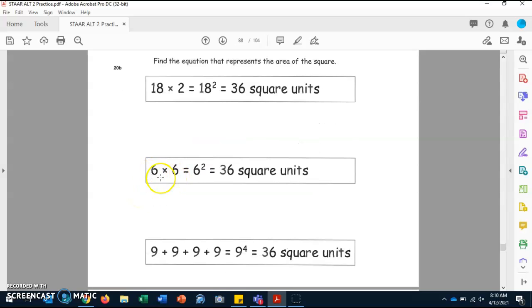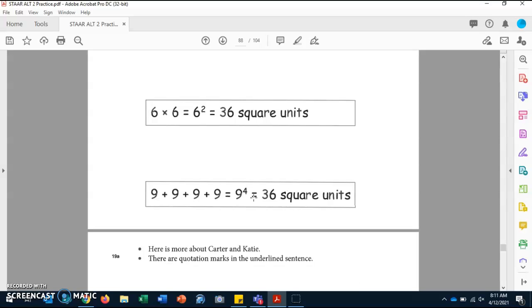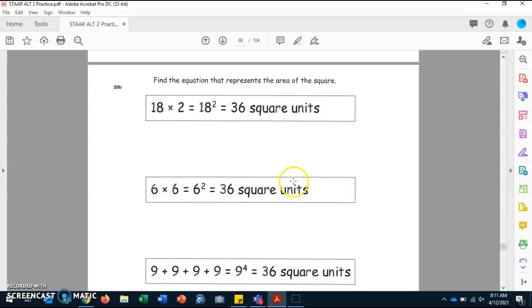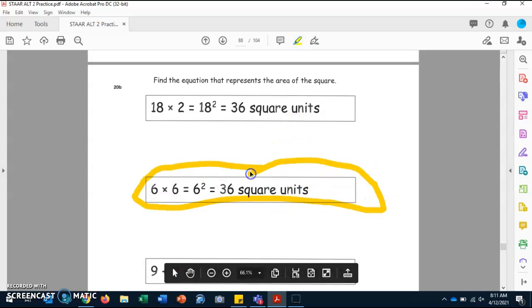How about this one? 6 times 6 equals 6 squared, which is 36. Yes, right? It makes sense because the 6 you're supposed to multiply twice, which gives you the 36. And if you do 6 times 6, it does give you 36. So this can be our answer. And our last one. Are we adding? Did we ever mention anything about adding here? No, right? So this cannot be our answer. So our answer here is letter B.